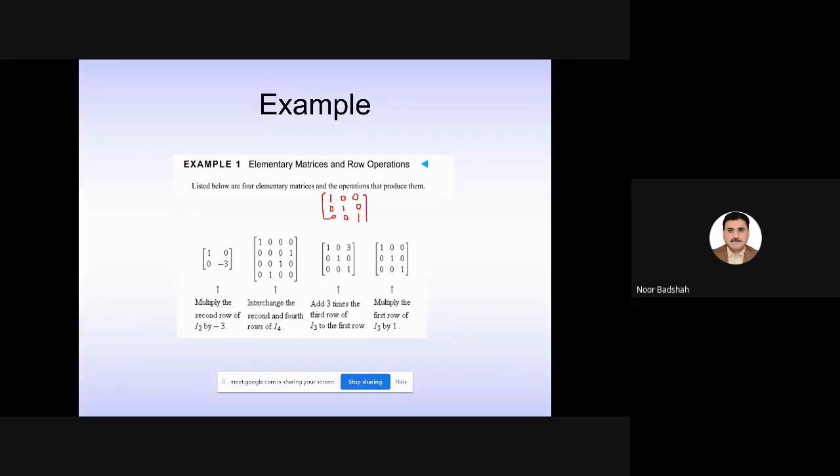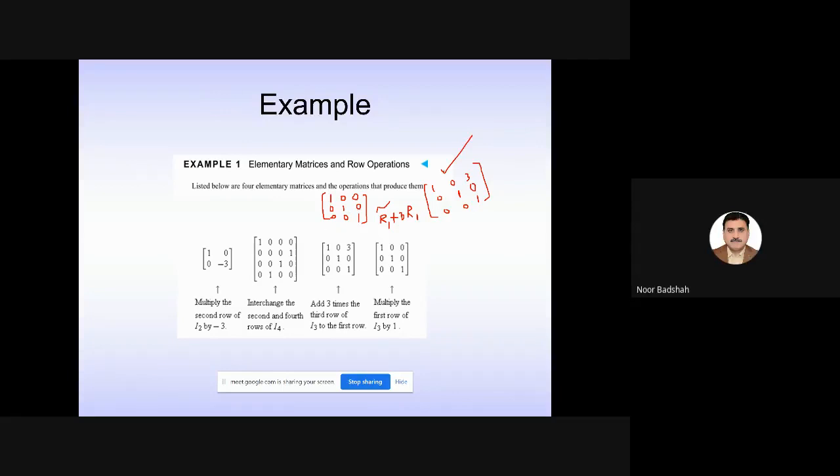Now applying the row operation, row number 1 plus 3 times row number 3. So what would you get? 1 plus 0, that is 1. 0 plus 0, that is 0. And 0 plus 1 times 3, that is 3. And the rest will remain the same because you apply only one operation on it. Okay sir, so then we get the elementary matrix. You get this elementary matrix.